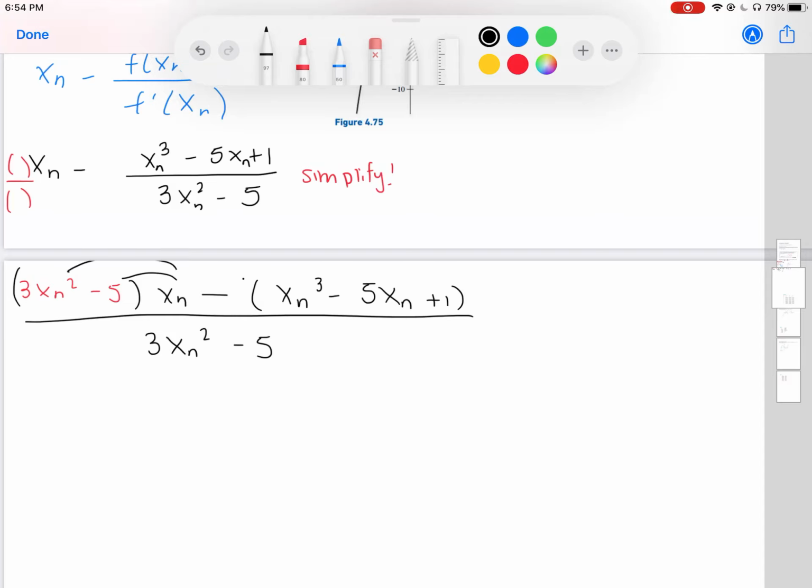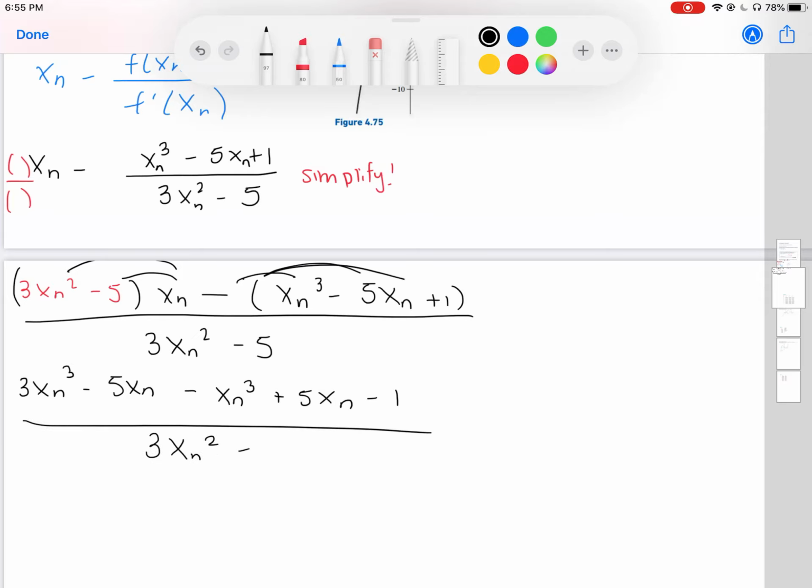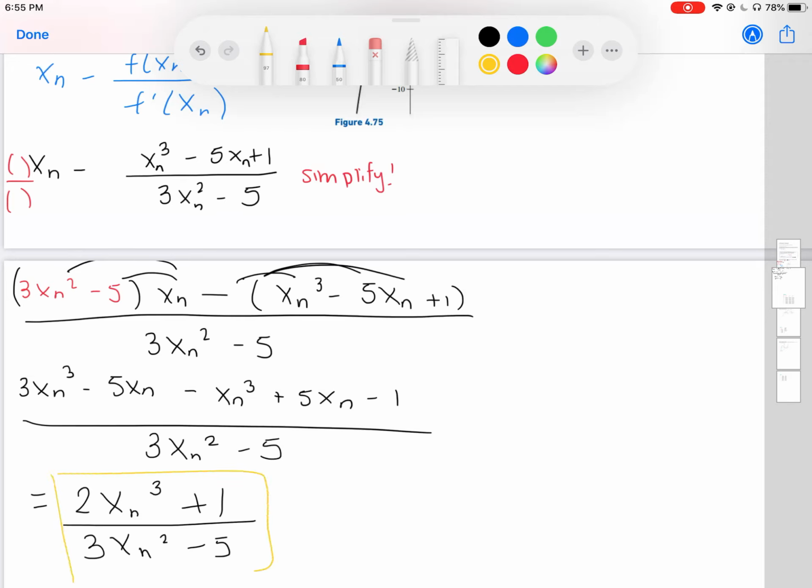Right? So we distribute that x n, distribute that negative. All right, so we're left with 3x n cubed minus 5x n minus x n cubed plus 5x n minus 1, all over 3x n squared minus 5. And we clean it up, right? So here we can combine like terms for those x cubes, and we're left with 2x n cubed plus 1 divided by 3x n squared minus 5. And this is going to be our formula.